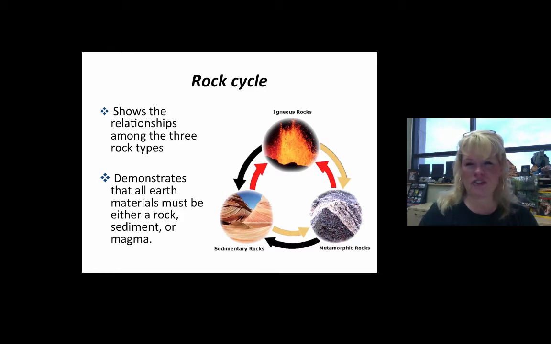So the rock cycle shows the interrelationship of rocks, and basically it demonstrates that all rock materials on Earth go through a series of changes. They are either a sedimentary rock, an igneous rock, or a metamorphic rock. And I know you may be thinking, well, what about outer space rocks? That's a great question. These rocks actually end up in the same cycle because they end up on planet Earth. That's a small fraction of the rocks that we have on Earth today, but there's still one that we need to recognize.